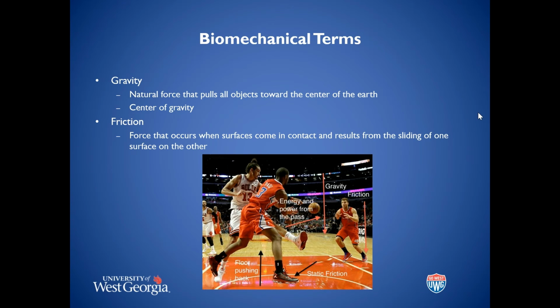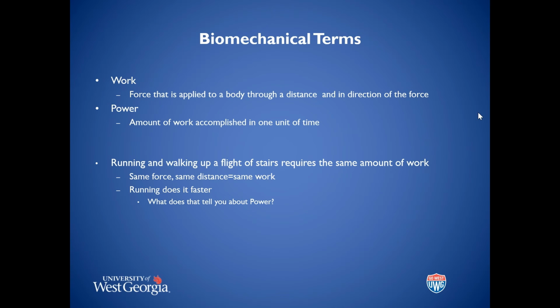Other biomechanical terms: we've got gravity, which is the natural force that pulls us to the center of the earth. This gives us a center of gravity. So where's that center point that's pulling us down? We also have friction, the force that occurs when surfaces come in contact and slide over one another. What is that force that helps them stay together and not move across one another?